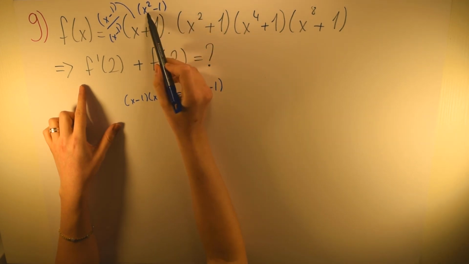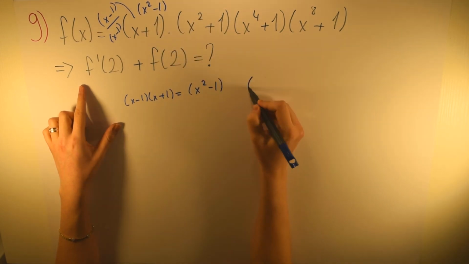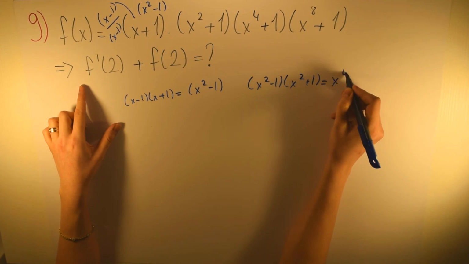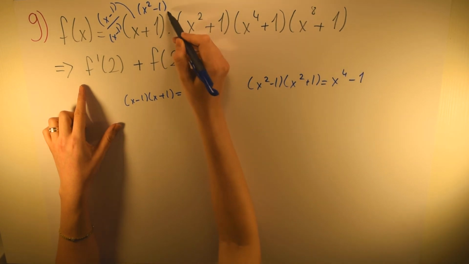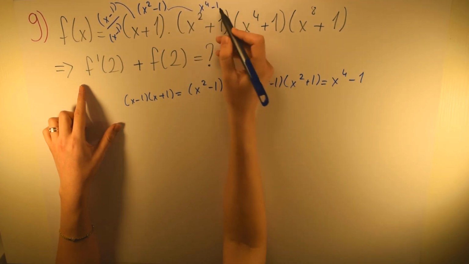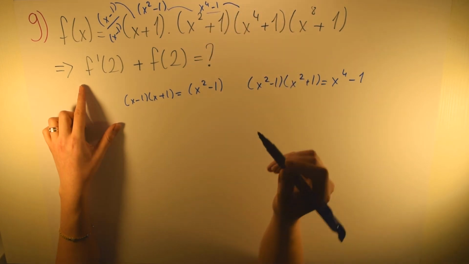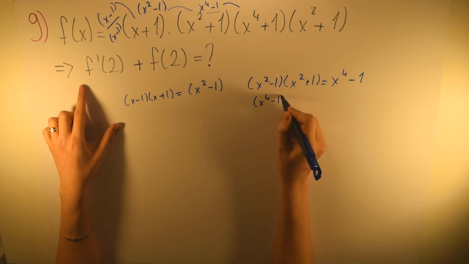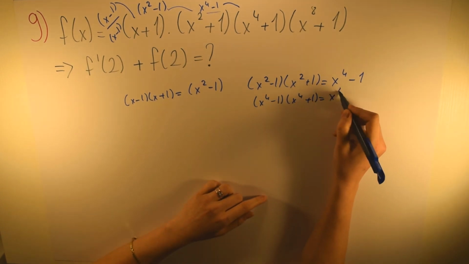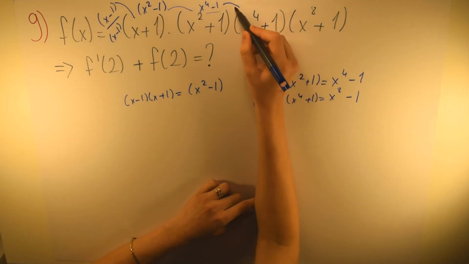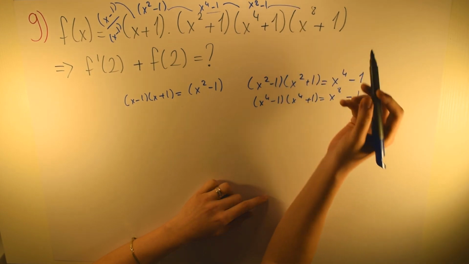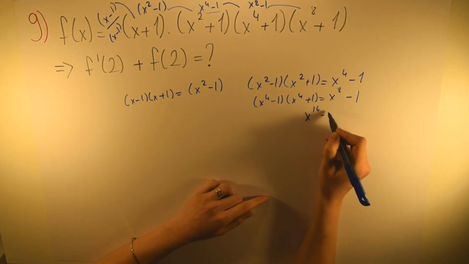After that, when I multiply this one by this one, x squared minus 1 times x squared plus 1, I will get x to the power of 4 minus 1, right? And after that, when I multiply also these two, it's the same logic. x to the power of 4 minus 1 times x to the power of 4 plus 1, so I will get x to the power of 8 minus 1. And the last, when I multiply these two, I will get x to the power of 16 minus 1, right?